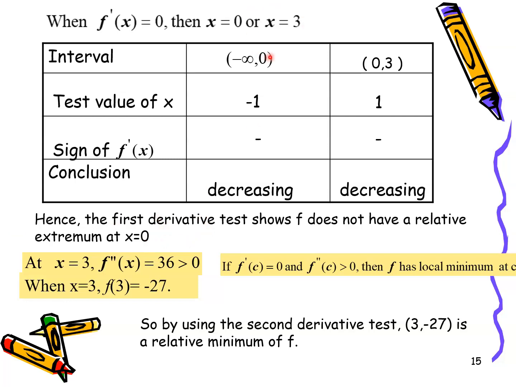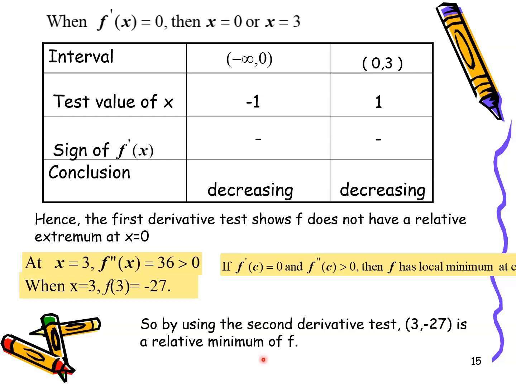How about x equal to 3? At x equal to 3, your f double prime x, you get 36, which is greater than 0. So you know that when you have greater than 0, it's going to be local minimum. Now you have x, you're going to find the y value. So you substitute this x value into the f function, remember, not the f double prime. Always substitute into the f function. So you get the y value. So this is the point. So this point 3, -27 is a relative minimum.